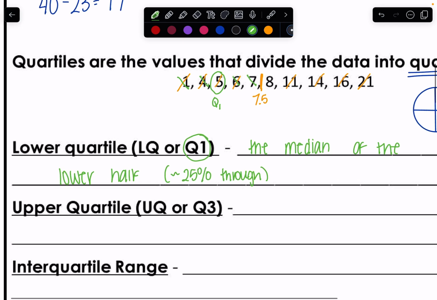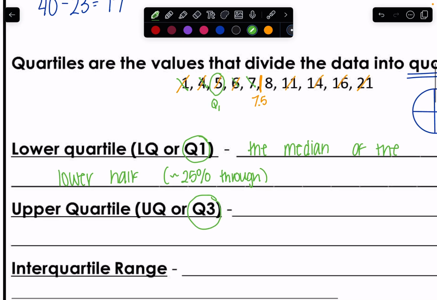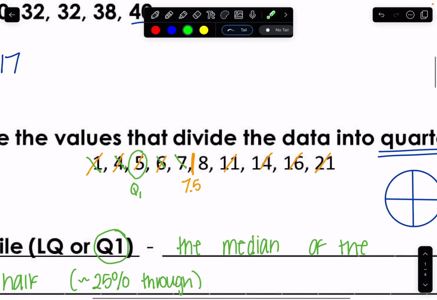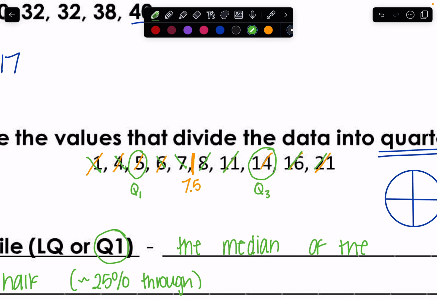To find the upper quartile, or my Q3, I do the same thing. Now I look at my upper half here, which is all these numbers, 8 through 21, and I start crossing off side to side until I get one number in the middle. So we'll cross off 8, we'll cross off 21, 11, 16, until 14 is in the middle. And so that would be my Q3.